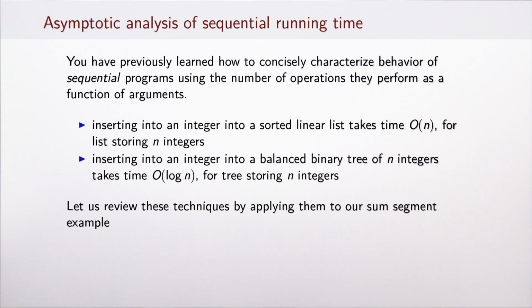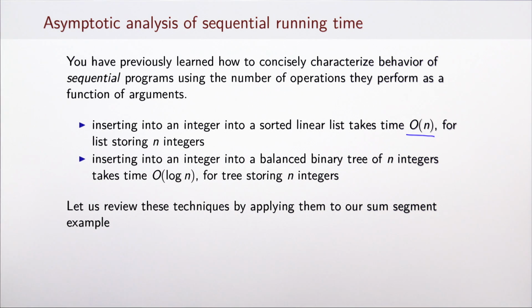arguments. For example, if you're inserting an integer into a sorted list of integers, then you know that you can characterize the performance of such a program using O notation as O of n. So that means that it takes linear time in the length of the list to insert a number into it. On the other hand, suppose that we have a balanced binary tree also storing n integers, then you can show that because we only need to traverse one path in this balanced binary tree, the running time is given by the expression O of log n.